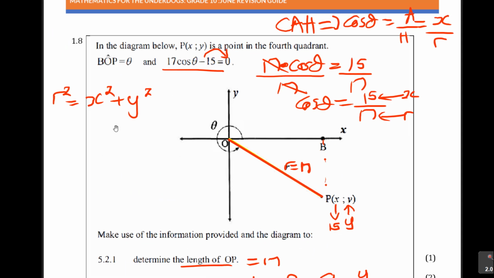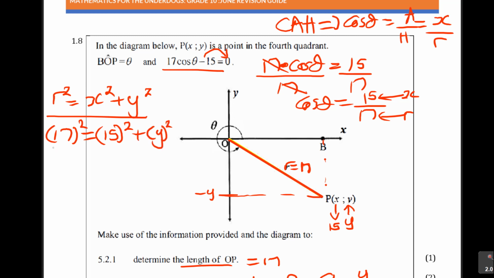Now, Pythagoras theorem, this is always going to work. But you can see now, be careful, Y is negative. See this? It's not positive. So you'll see what to do there. What is it? R, we say it is 17 squared, is equal to X squared, which was 15 squared, plus Y squared. Right? Then 17 squared minus 15 squared is equal to Y squared.